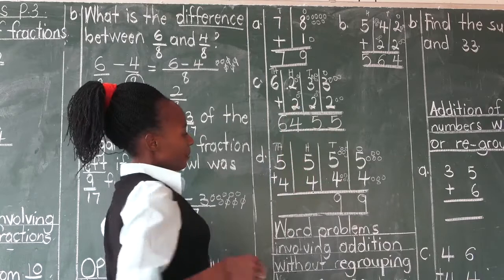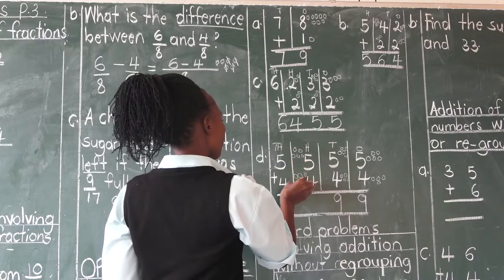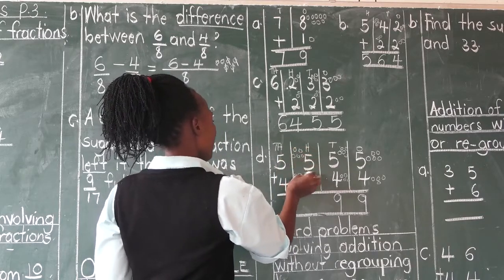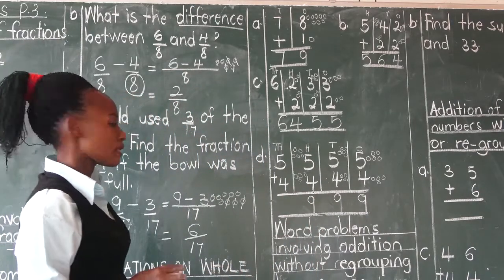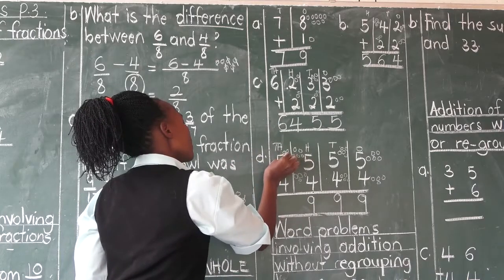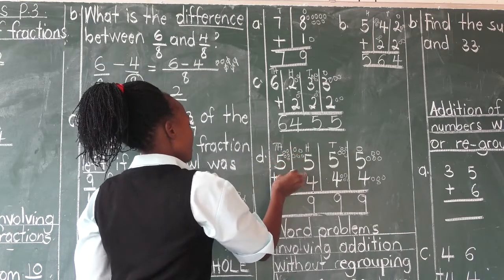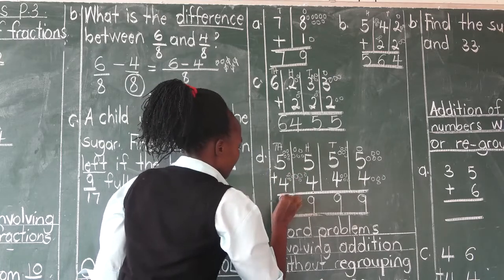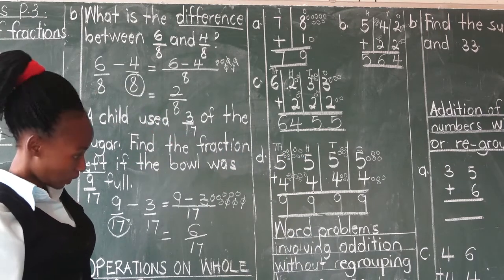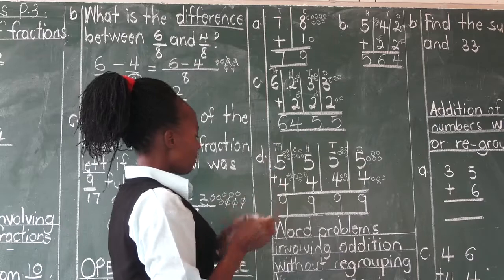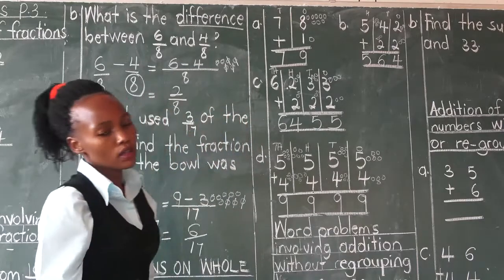Even here we have 5 plus 4. 1, 2, 3, 4, 5. 1, 2, 3, 4. 1, 2, 3, 4, 5, 6, 7, 8, 9. Even here you have 9. Then under thousands we still have 5 plus 4. 1, 2, 3, 4, 5. 1, 2, 3, 4. 1, 2, 3, 4, 5, 6, 7, 8, 9. Now you've got 9,999. Okay? Now, let's look at some of the work and our problems involving addition without regrouping.